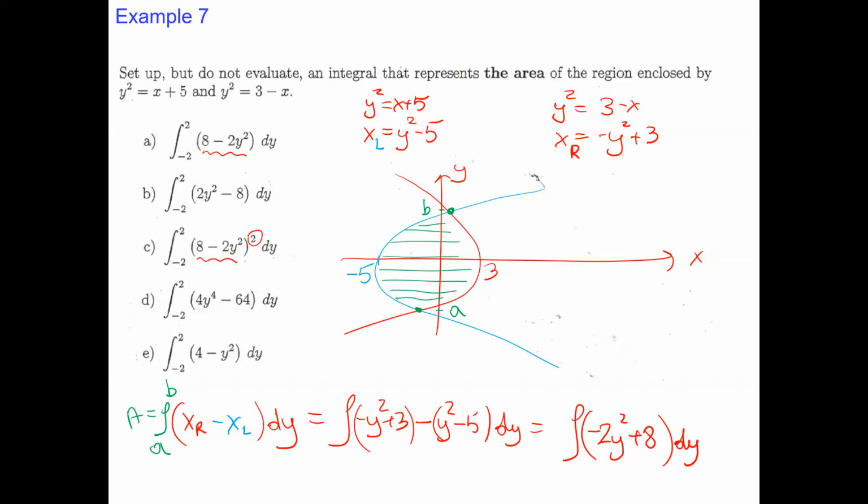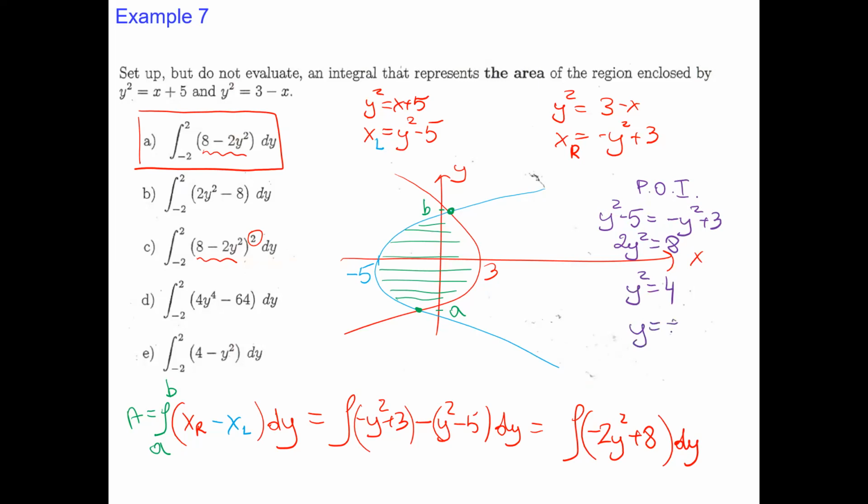We don't need these squares. We have to be careful, but let's actually find the points of intersection. y squared minus 5, the left-hand side, equals the right-hand side, negative y squared plus 3. When I add y squared, and add 5 to the right-hand side, we have 2y squared equals 8, and dividing by 2 is 4. Perfect. y equals plus or minus 2. That means this one is negative 2, this one is positive 2.